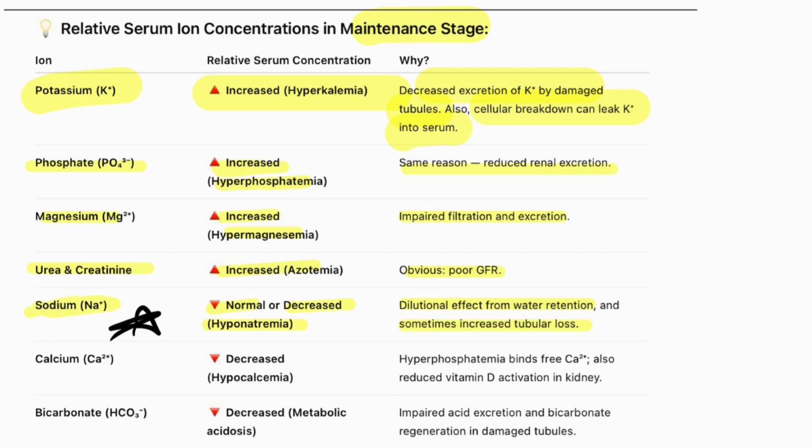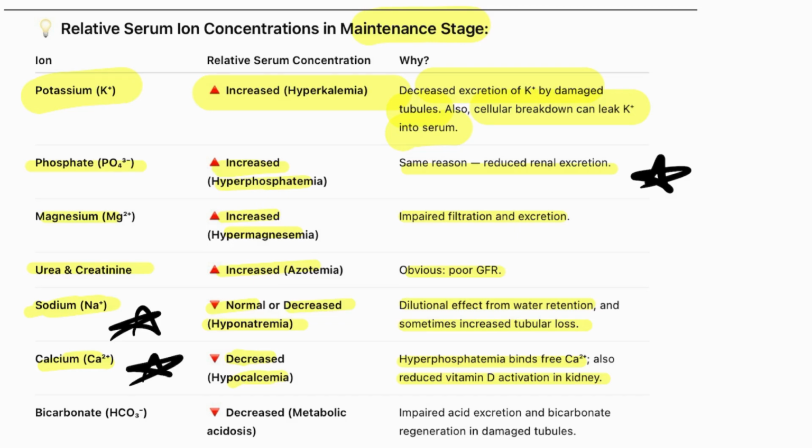And then you have calcium, so hypocalcemia. So remember we were talking about phosphate, right? Phosphate is increased, and usually what happens with phosphate is that phosphate binds with free calcium, and that will reduce the calcium in the body. And you also have reduced vitamin D activation in the kidney, because again, the kidney is injured and it's not working properly.